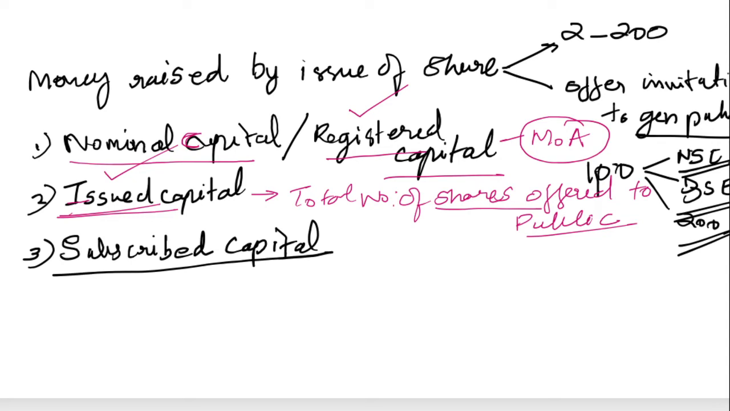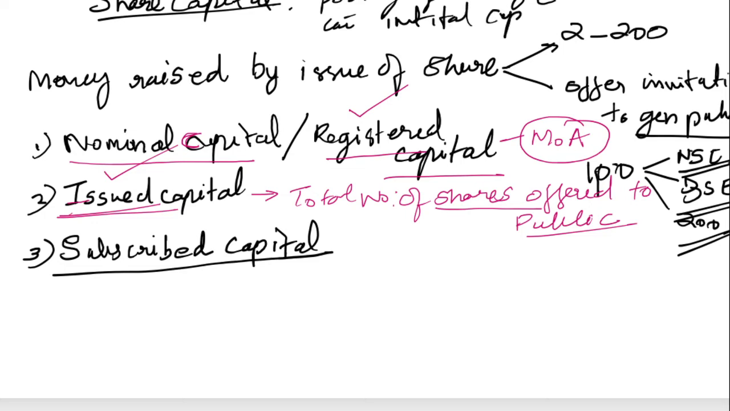So we are talking about share capital. Pooling of assets, pooling of money for the asset. Money for the initial capital of a company is called share capital.